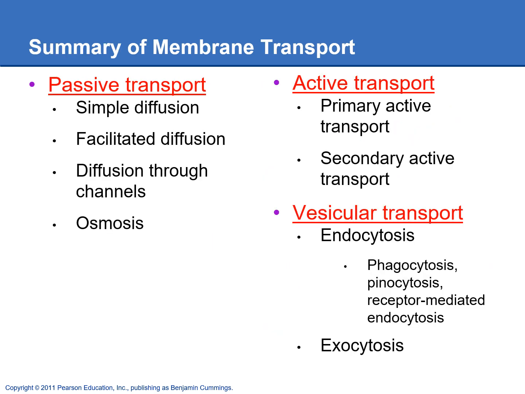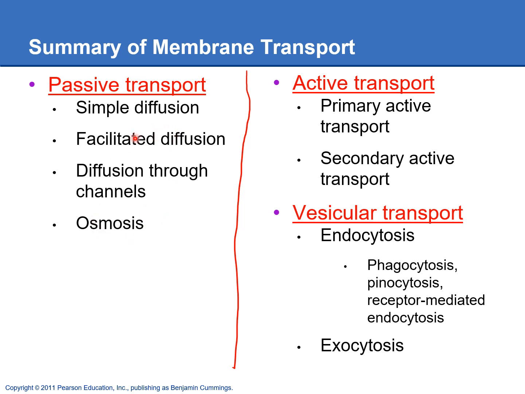All right, and then this is just a really nice summary of membrane transport, and we can draw a line in the middle here. Everything on the left side is passive transport. So simple diffusion, facilitated diffusion, diffusion through channels, and osmosis. And remember, osmosis is diffusion of water. So all of this is passive. You're moving from high to low concentration, going down the gradient, no energy needed.